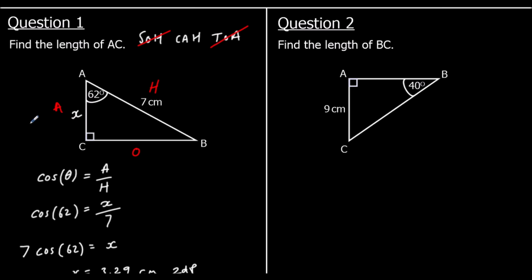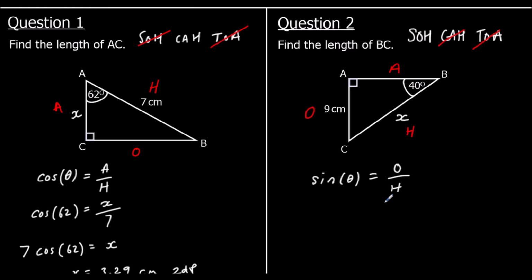And question 2, find the length BC. So we are finding the hypotenuse. So that's H. Opposite the angle is O, and in between the angle and right angle is A. So is it SO, CA, or TOA? We want O and H. O is 9. We know that. X is what we're working out. We're not using A, so we're using SO, which says sine with the angle is O divided by H.